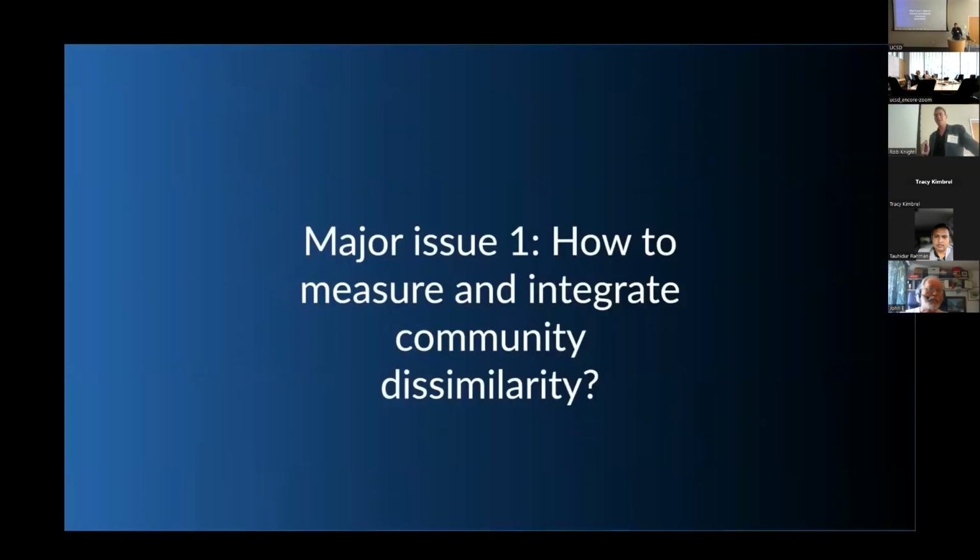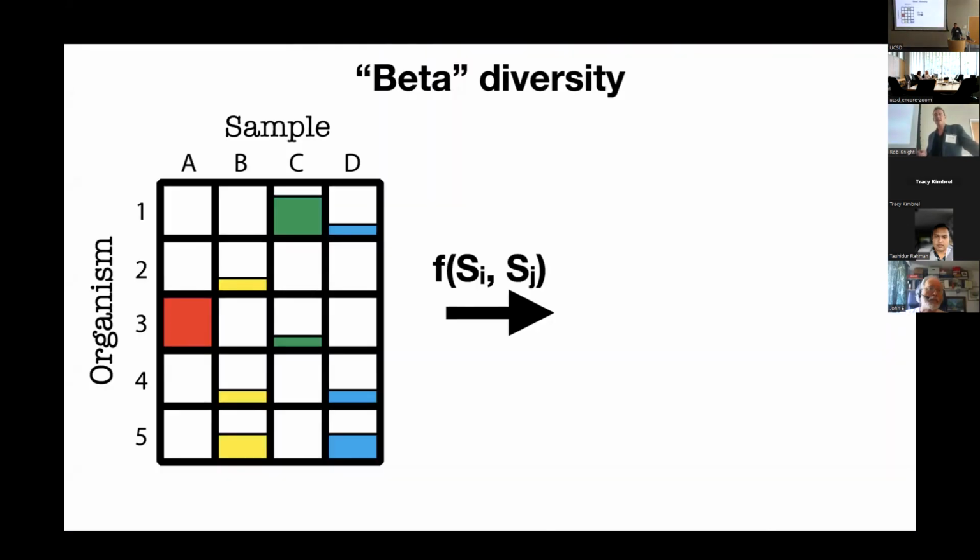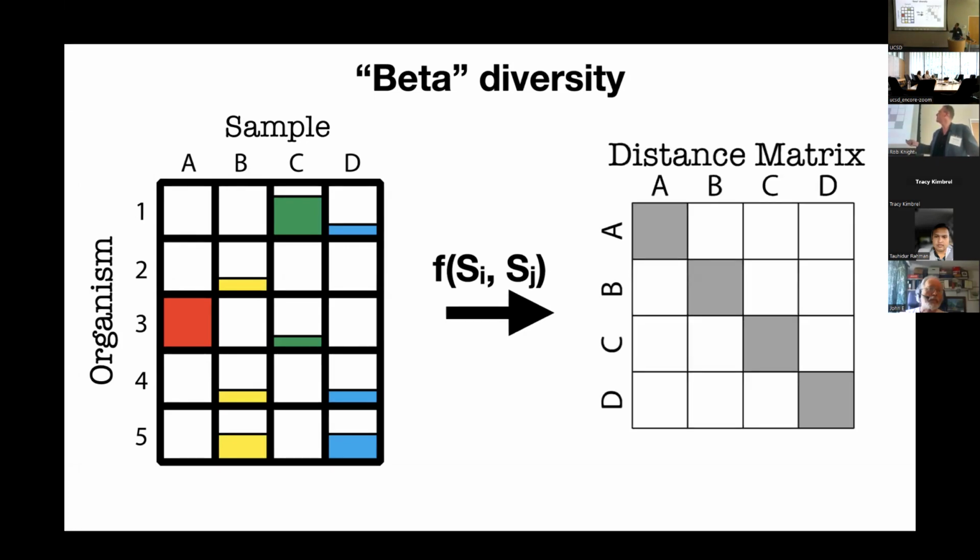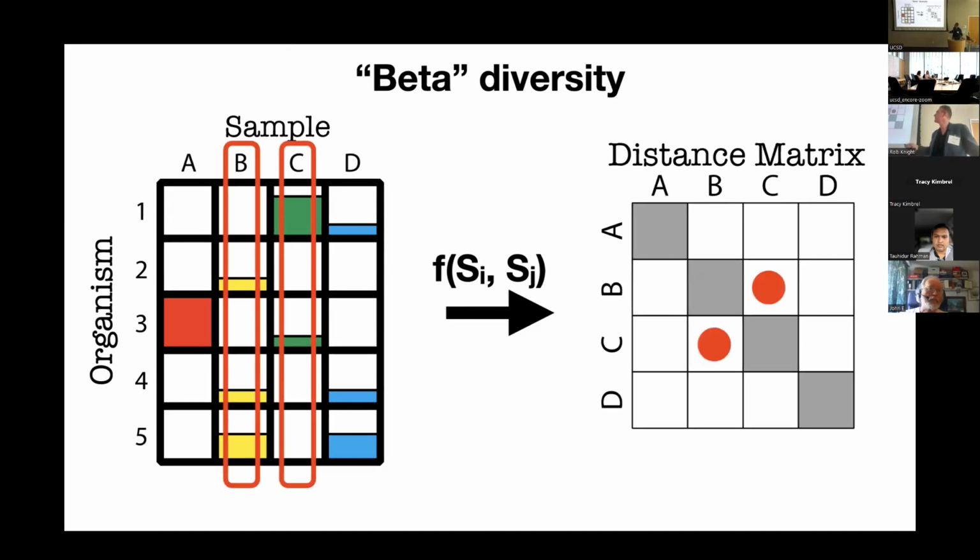So the first major issue we hit is how do we measure and integrate community dissimilarity? And so here's a representation of the organism by sample tables, where basically you have relative abundance of each organism in each sample. And you want some function of the first sample and the second sample that takes all of this data and relates the samples to each other into a distance matrix. So if we pick sample B and sample C, the distance from B to C is something that you want to measure and boil down to one number.